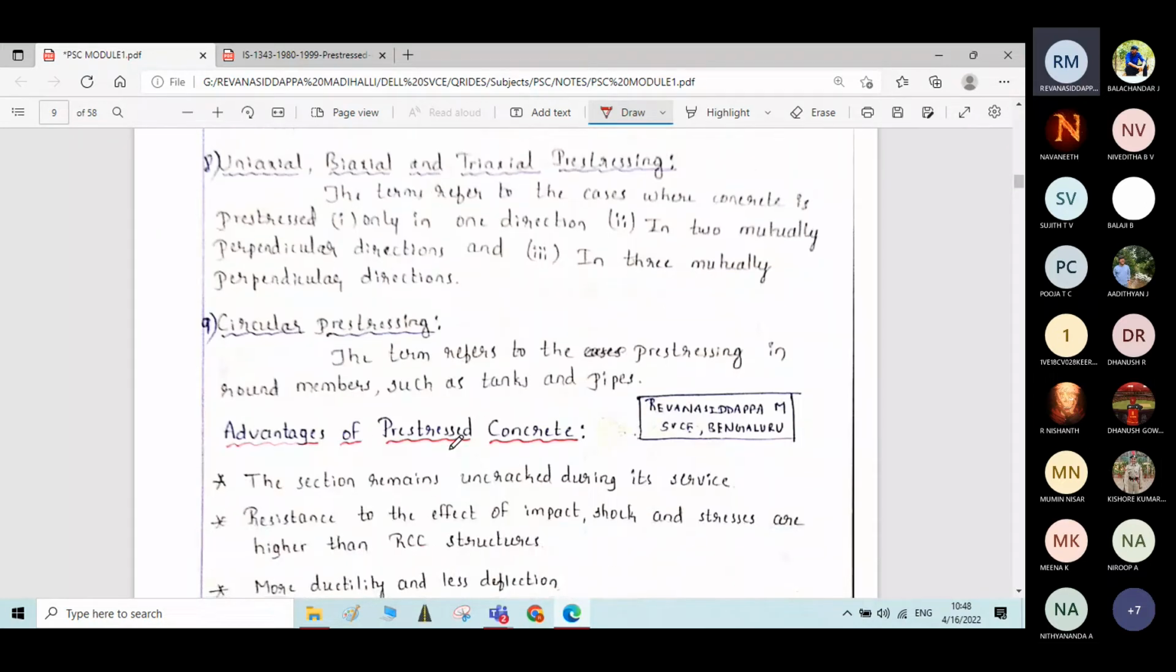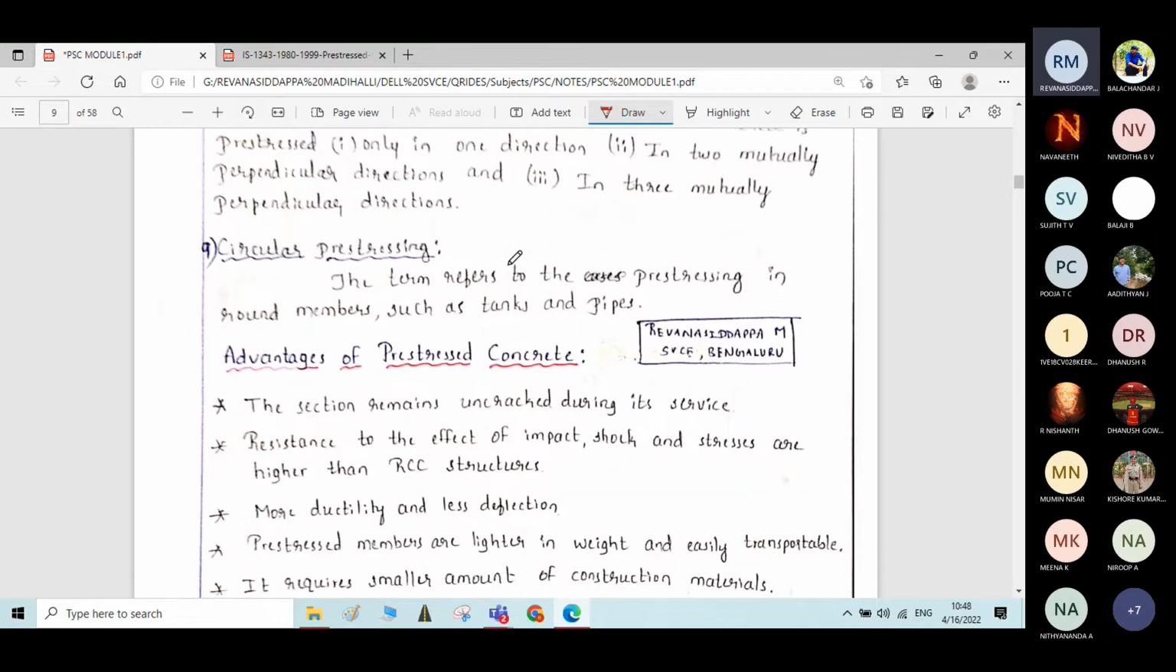Then coming to the next one, uniaxial, biaxial, and triaxial prestressing. This prestressing will not be done in a single direction only. Depending upon the requirement, we can do this prestressing in multiple directions. If the prestressing is done in only one direction, it is called uniaxial prestressing. If it is done in two mutually perpendicular directions, it is called biaxial prestressing. If the same prestressing is done in three mutually perpendicular directions, it is called triaxial prestressing.